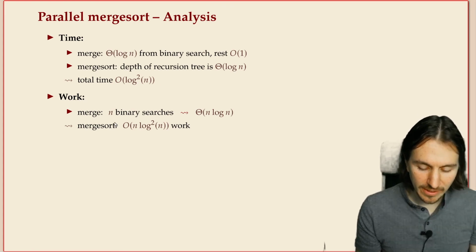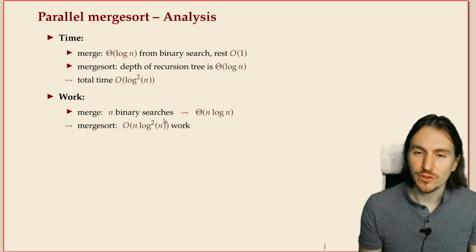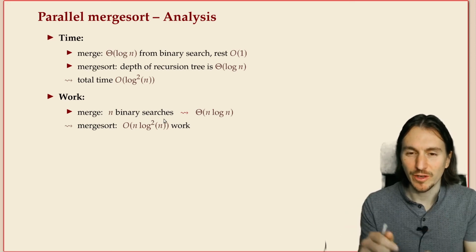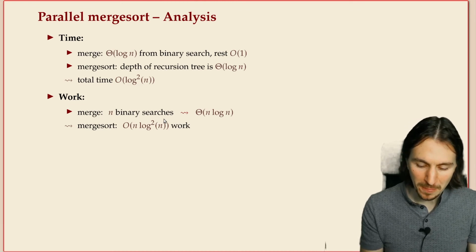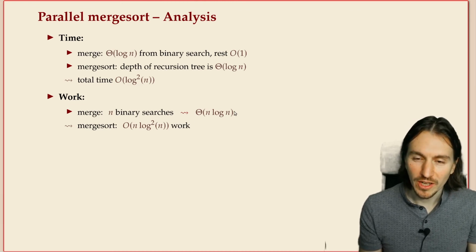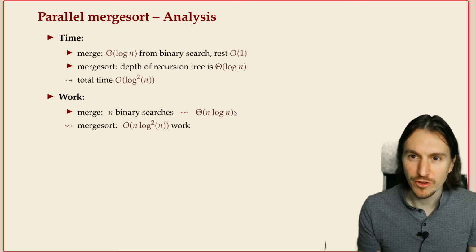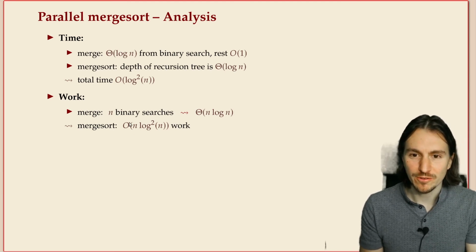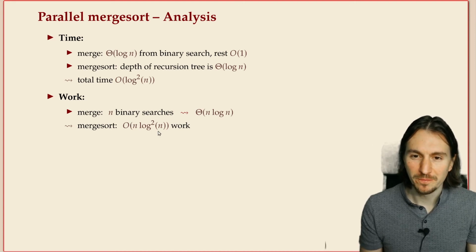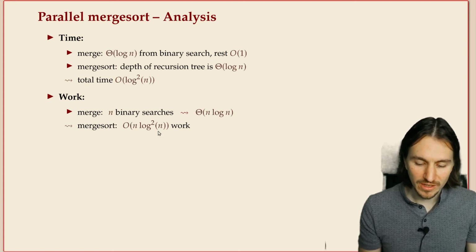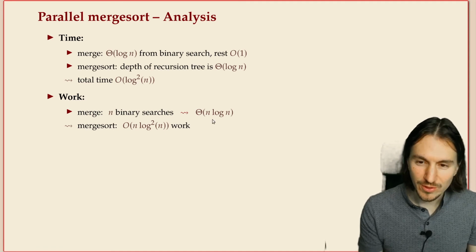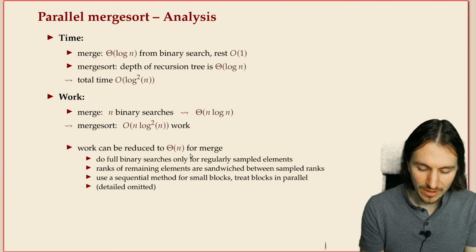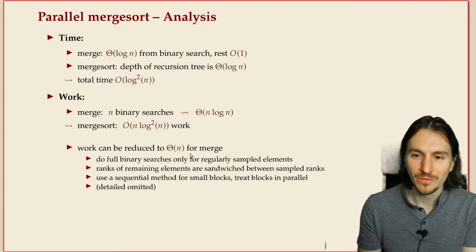The work is slightly worse. We need to do n binary searches, and each binary search needs log n steps to find the position in the other run. And that gives us an n log n work per merging step. So if you multiply that again with the depth of the recursion tree, you get to n log squared n. It doesn't seem to be easy to improve this with any very simple tricks, but it is possible to get down to linear work for merge.